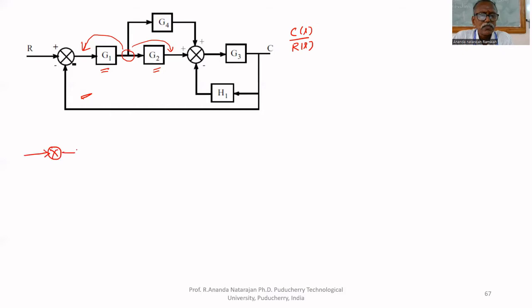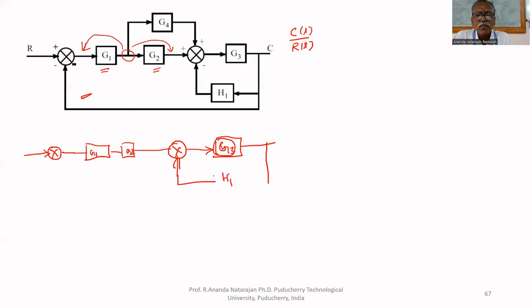So what we can do is redraw the diagram with G1, G2, G3, and here G1, G4.